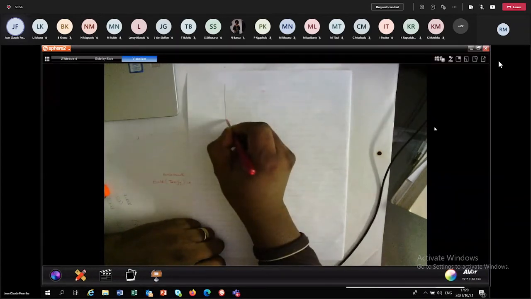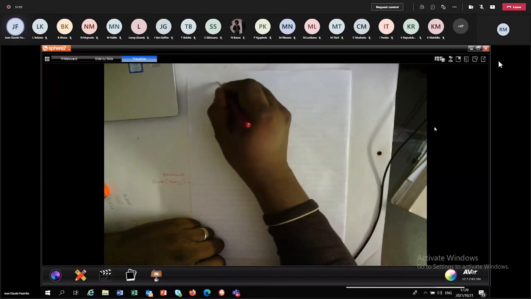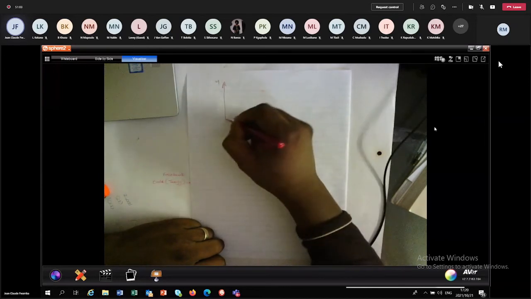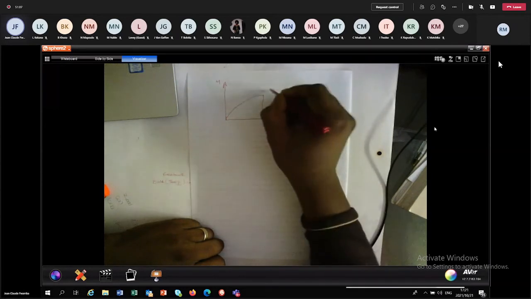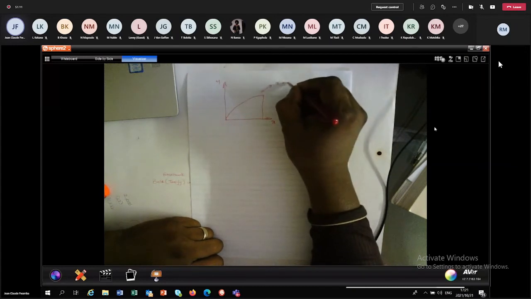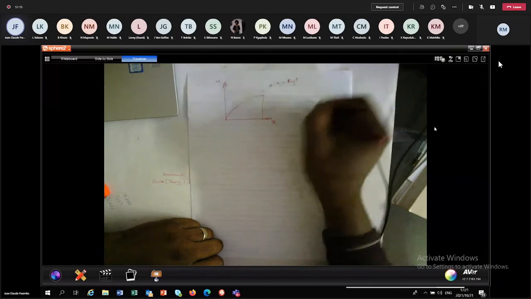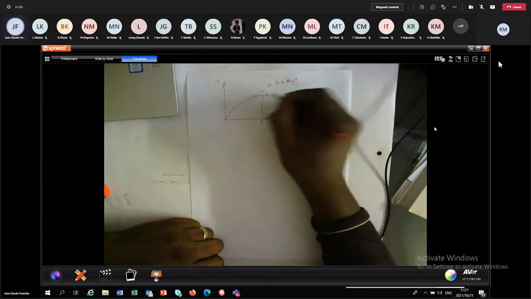So that will be my area, with y and x. That will be my function, defined as x equal to k y cubed, and I've got my limits a and b.